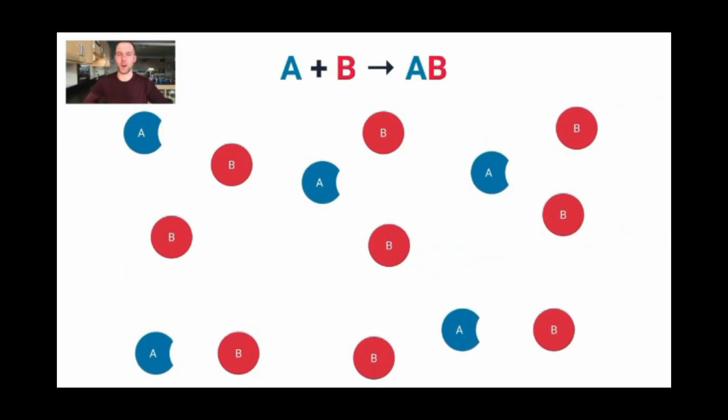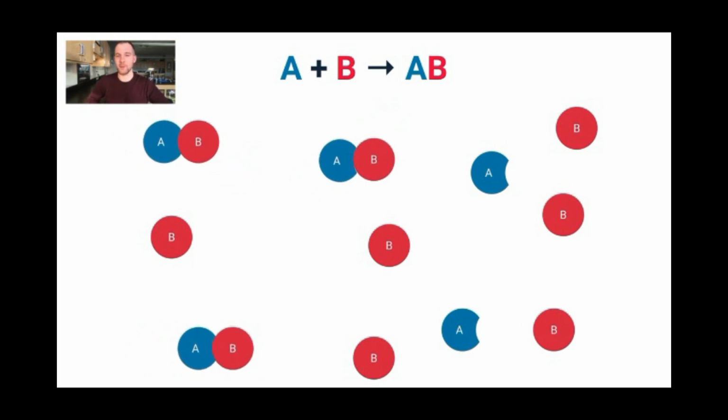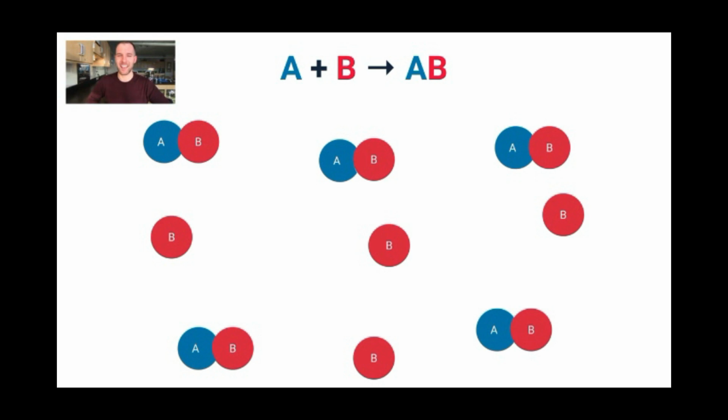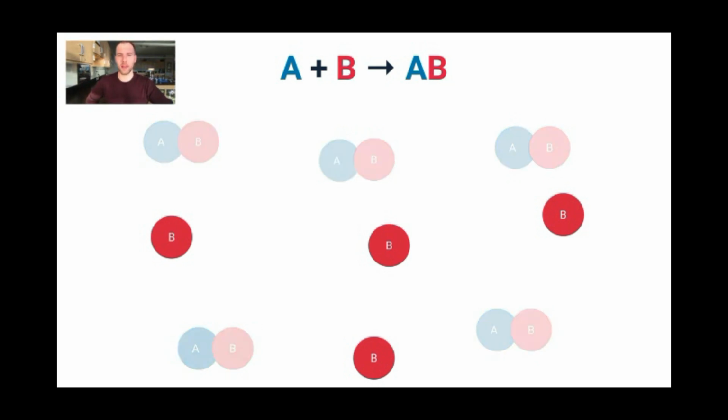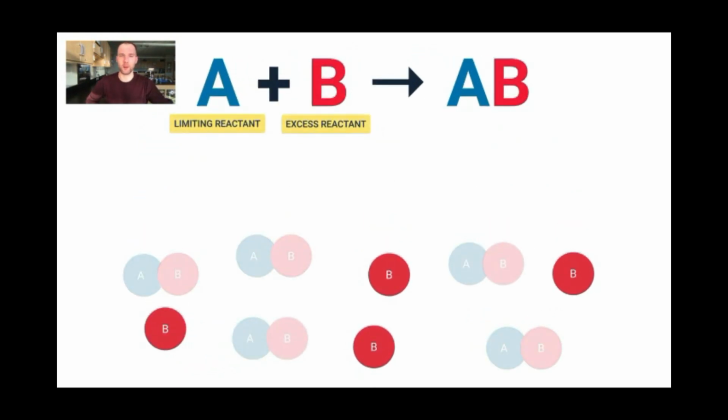Let's say I had this generic equation, A plus B makes AB. And I've got all these A's and B's on the screen here. Let's say this is in a beaker. This reaction starts to take place and AB starts being formed, but then it stops right here. That's because there's no more A to react. I have plenty of B left over. In fact, we'd call this our excess reactant, and A would be called the limiting reactant.